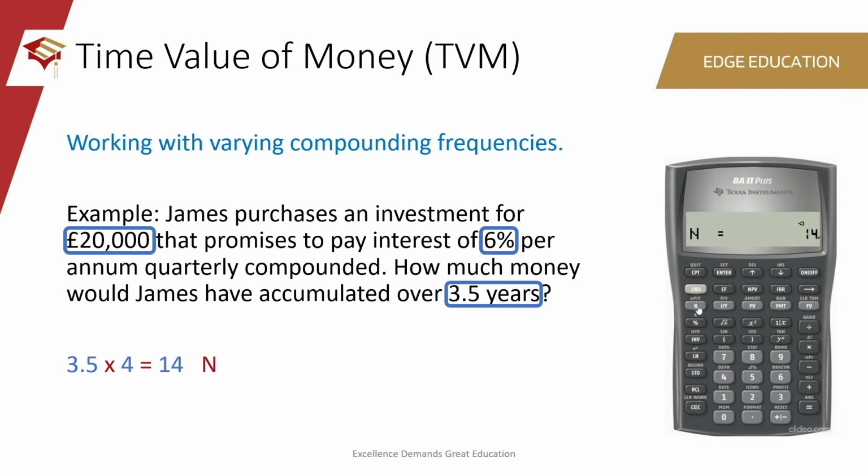We'll then move over to computing the periodic rate. We'll type 6 on our calculator, press division, and type 4 and the equal to sign. This will give us a 1.5% quarterly interest rate, which we can then assign to I/Y. We will then type 20,000 and place that into the present value button. We can then press compute and press future value. With this, you should be able to see 24,635 as the future value on your screen.